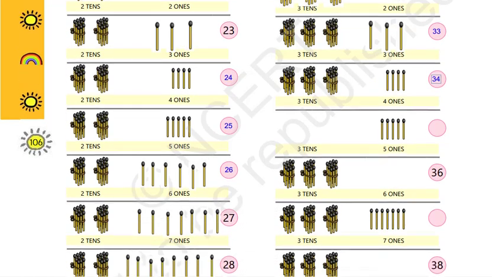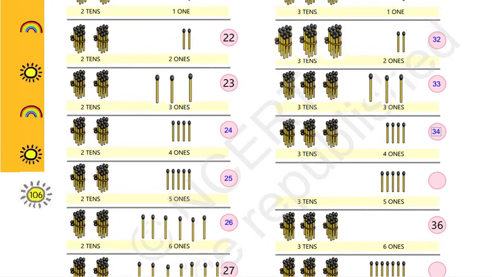Next comes 35. 35 will be 3 tens and 5 ones, meaning 3 bundles and 5 loose matchsticks. So 5 loose matchsticks are already there. We need to draw 3 bundles here. So let us quickly do that. So here I have drawn 3 bundles of matchsticks and 5 loose matchsticks. So finally it will be 35.